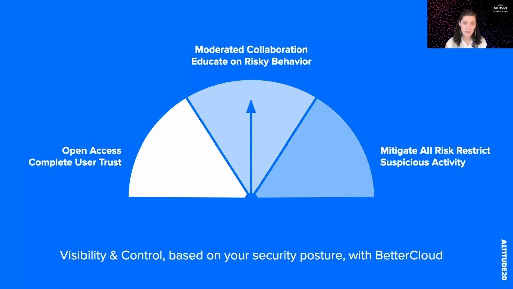Once you've decided where you fall on this spectrum, you can start to set up the data visibility and control tools that best align to your organization's unique security posture. Let's go back to our personas and walk through some more examples.